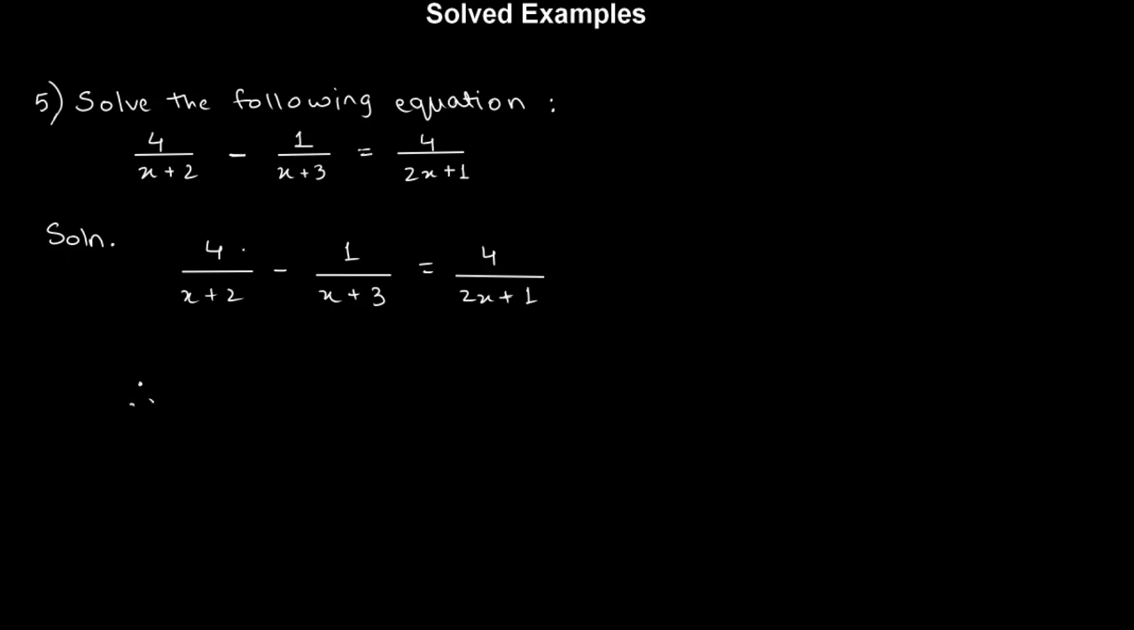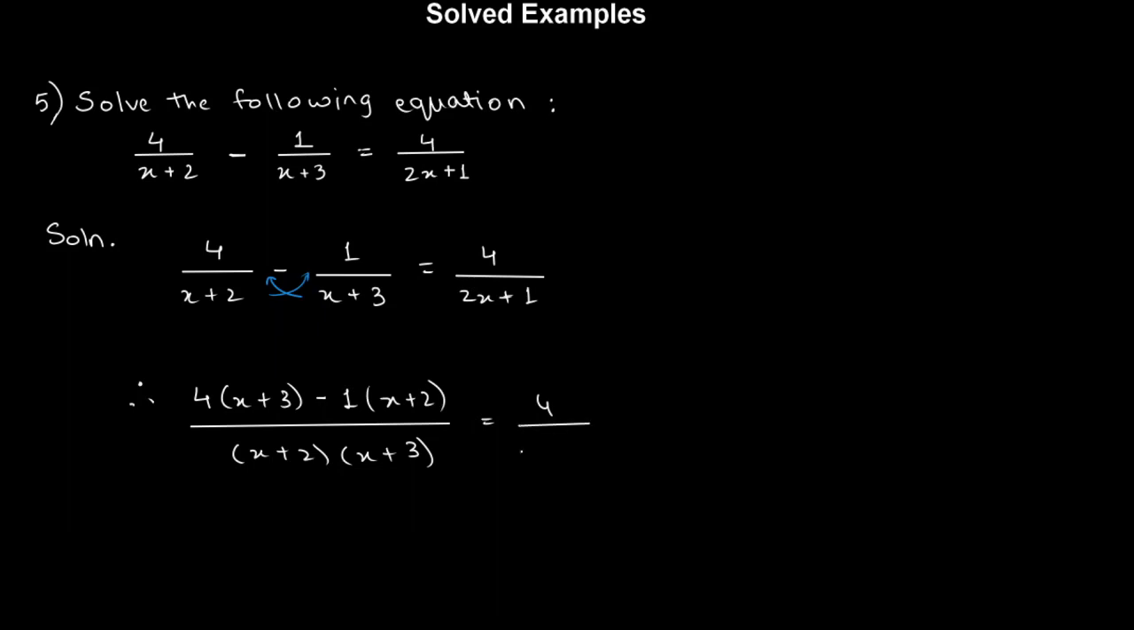Now, if I am to simplify this, the first step would be taking the LCM on the left hand side. So that would be cross multiplying here basically. So 4 into x plus 3 is what would be here, and then minus, don't forget that, it's a minus 1 into x plus 2, right? And the entire left hand side will be over the denominator. When you take the LCM, as you guys know, you cross multiply and you multiply the two denominators. So I have x plus 2 into x plus 3. This would be my left hand side, is equal to 4 divided by 2x plus 1, right?